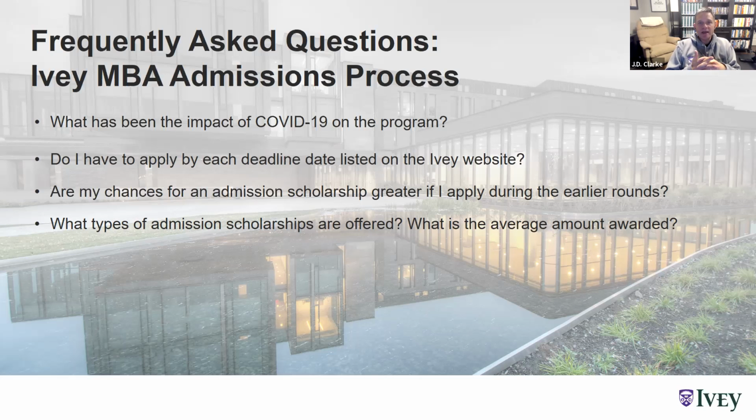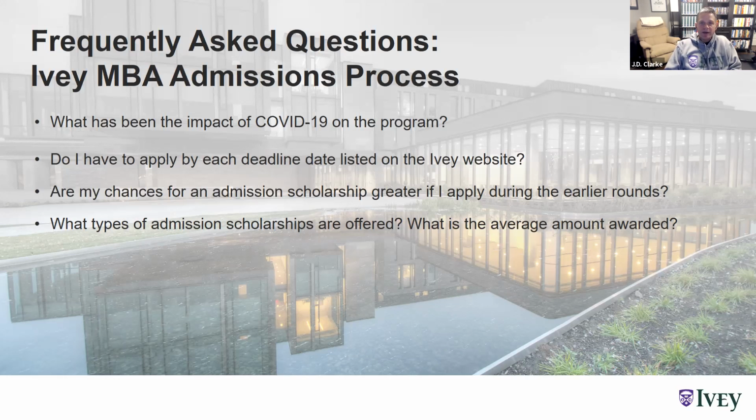Do I have to apply by each deadline date listed on the AVE website? The answer is no. We do have deadline dates there. The two deadlines to keep in mind: if you're an international student, we need to have your application by our deadline in September, generally about the third week of September. If you're a domestic student, our deadline is that first Monday in January. So those are the last dates, but you can apply when you're ready.